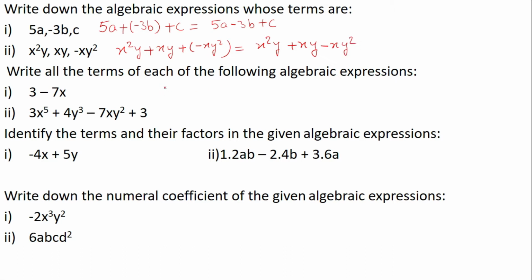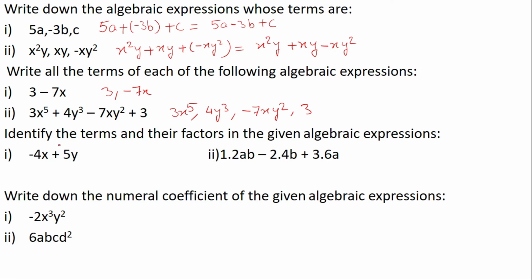Next question is, write all the terms of each of the following expressions. So in the first one the terms are 3 and minus 7x. In the second one the terms are 3x to the power 5, comma, 4y to the power 3, comma, minus 7xy squared, comma, 3. So in this algebraic expression we have 4 terms.